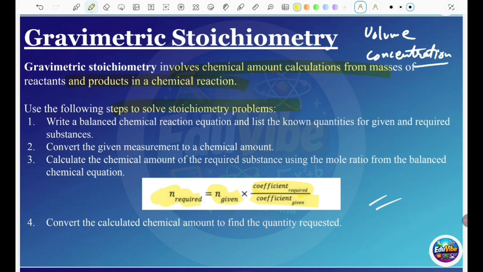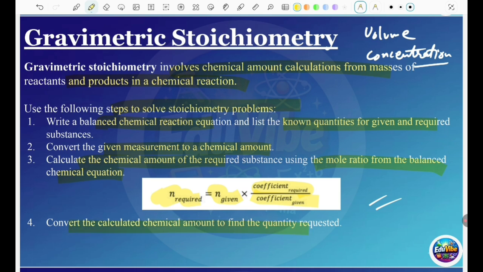So how can you solve these types of questions? Firstly, you have to write a balanced chemical equation, and write the known quantities, the quantities which are given to us. Then convert the measurement to a chemical amount. We have to get to n. We have to find n for that substance if it's not given. Then we calculate the chemical amount of the required substance, the one the question asks for, using the mole ratio from the balanced chemical equation, as we did with volume and concentration.